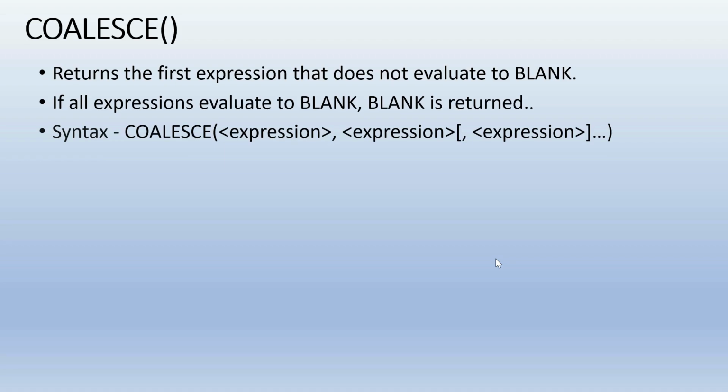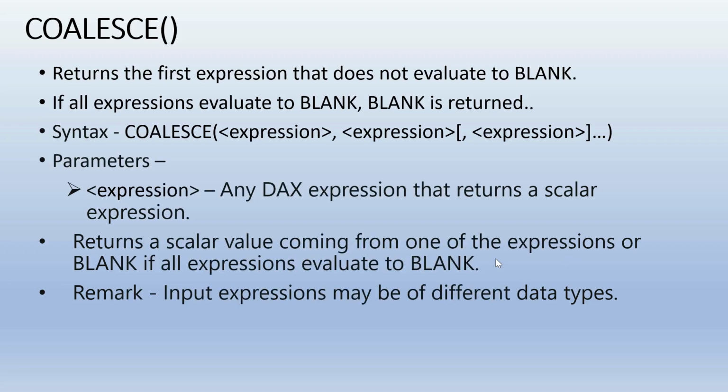So as the syntax is saying, we have the coalesce function and we can provide multiple expressions into it, and the parameters we have are all expressions. We can provide n number of expressions into it, and each is an expression that returns a scalar value. So it returns a scalar value coming from one of the expressions, or blank if all the expressions evaluate to blank. The remark is that input expressions may be of different data types. So we can provide expressions of multiple or different data types.